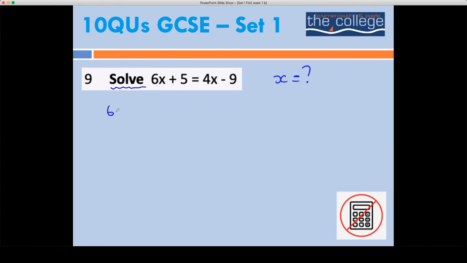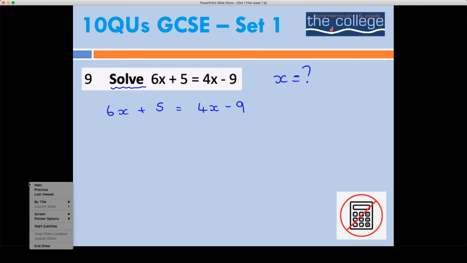So first you need to think about getting all the x's on one side and all the constants, the single numbers, on the other side. My recommendation is always to move the smaller amount of x or y or z or whatever it is, move the smallest amount, because then you won't end up with negative x's. So let's just change the pen so this makes it a bit clearer to see.